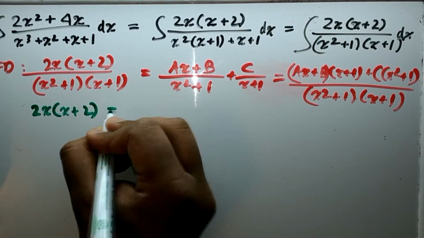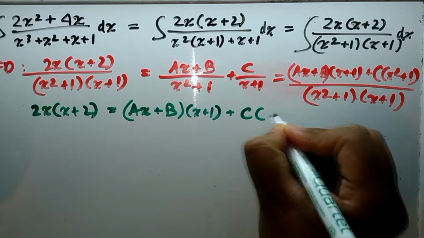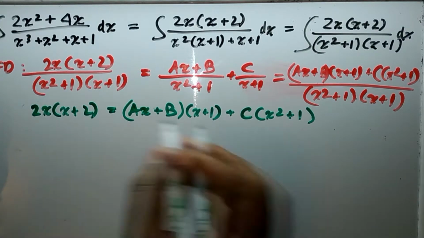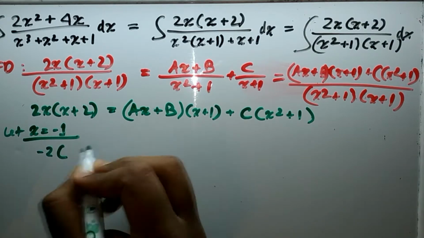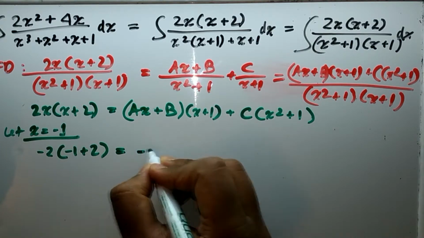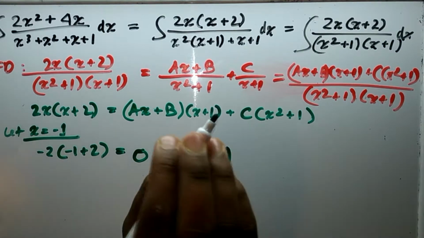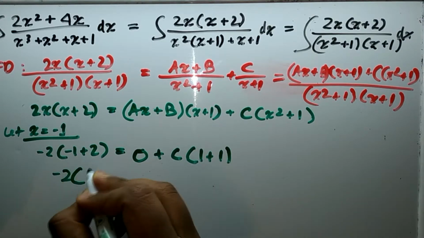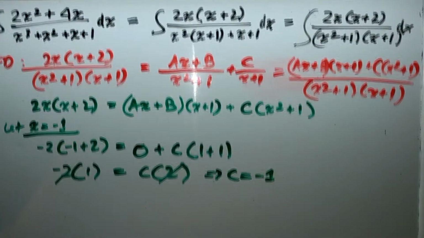So the numerators are going to equal each other. It's going to be (ax plus b) times (x plus 1) plus c times (x squared plus 1). So what we can do is eliminate the a and b by letting x equal -1. If we do that, we're just going to be left with c. So on the right hand side, it's going to be -2 times -1 plus 2 equal to, well, this whole term is just going to be 0, and c is going to be 1 plus 1 multiplied with it. And then if you isolate for c, you are going to get -2 times 1 equal to c times 2, so it's just going to be c equal to -1.